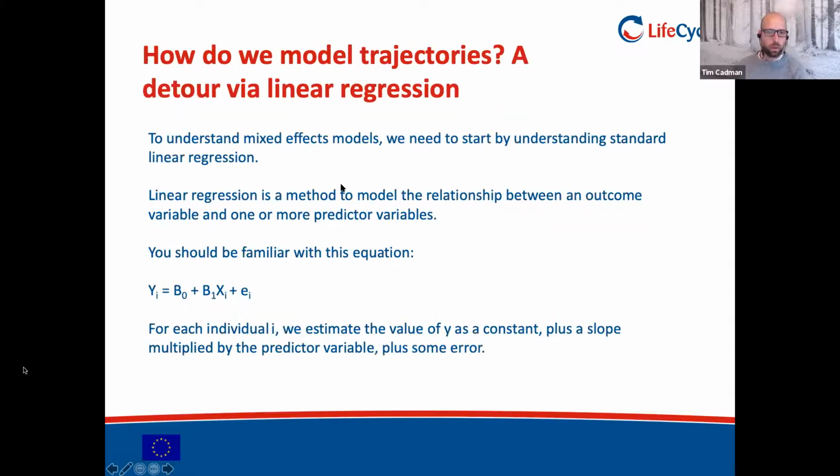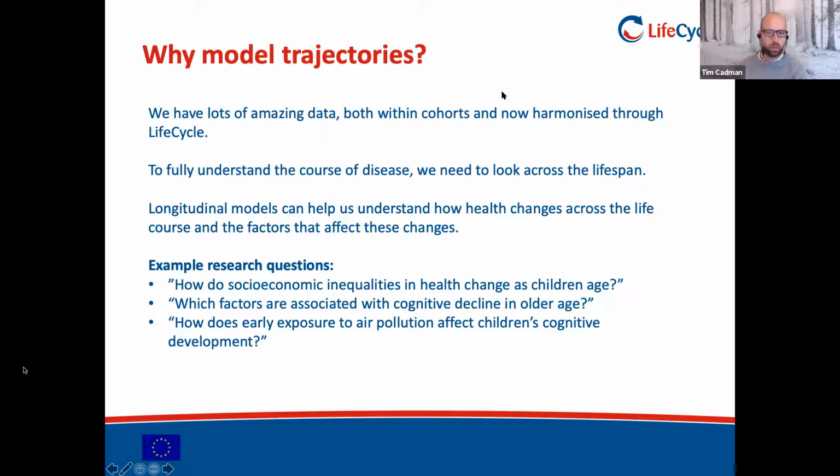So yeah, I was talking about why we model trajectories. So we can understand health across the lifespan. I've given some example questions here: how do socioeconomic inequalities in health change or emerge as children age? Which factors are associated with cognitive decline? How does exposure to environmental pollutants affect children's cognitive development? For all of these sorts of questions, we might want to use repeated measures data and look at change in our outcome.